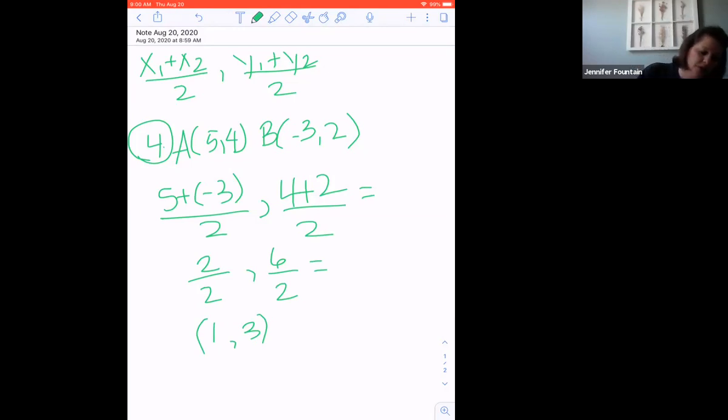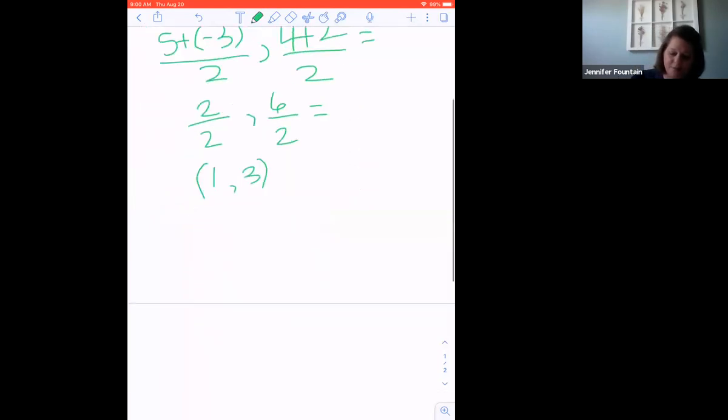Now, one of the things I want to mention is I think in the Horizons book, for some reason, they did x2 plus x1 divided by 2, but it's commutative, so it really doesn't matter the order. So don't stress too much about the order in which you add the x values and the y values, okay?